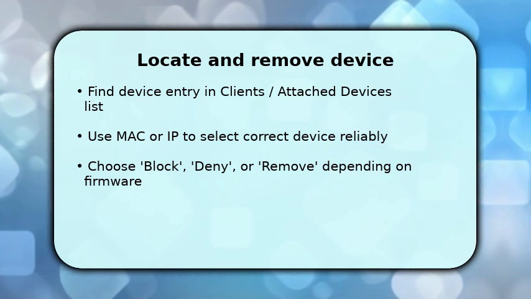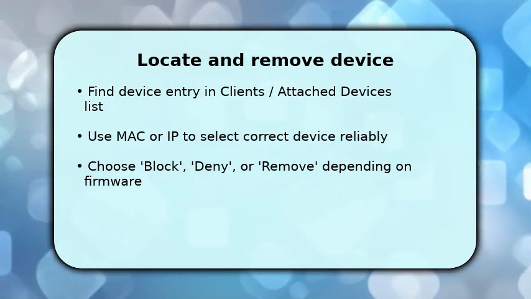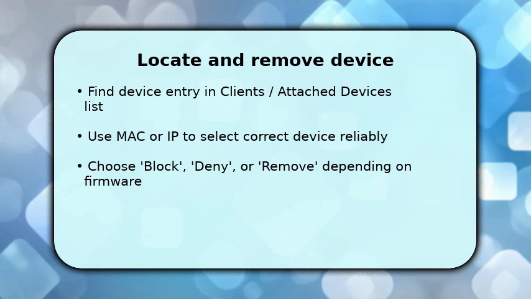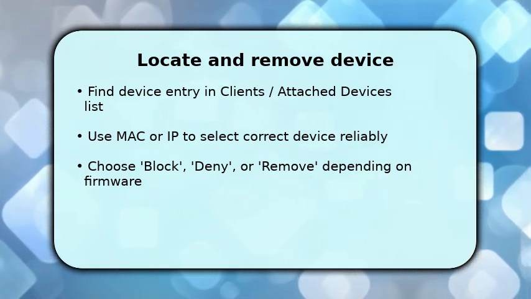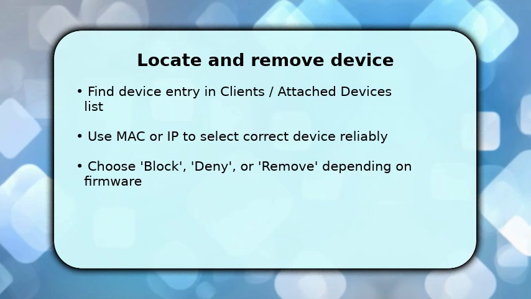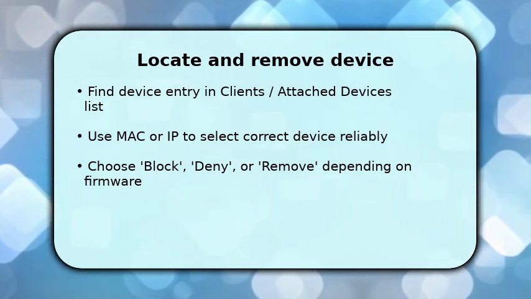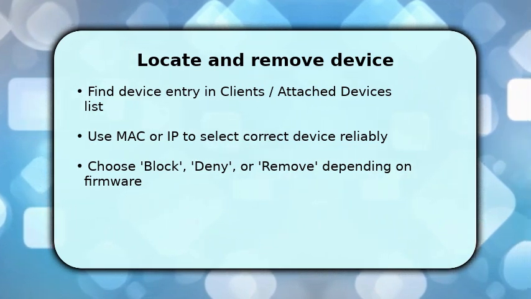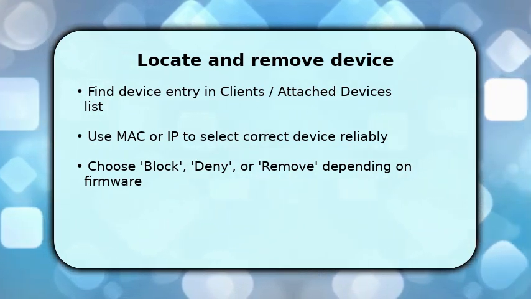After selecting the correct device, choose the router option to block, deny, or remove it from the network. Different firmware uses different labels. If available, add the MAC to a blacklist or enable access control so it cannot reconnect. Make sure to save or apply settings, otherwise the change won't persist after a router reboot.